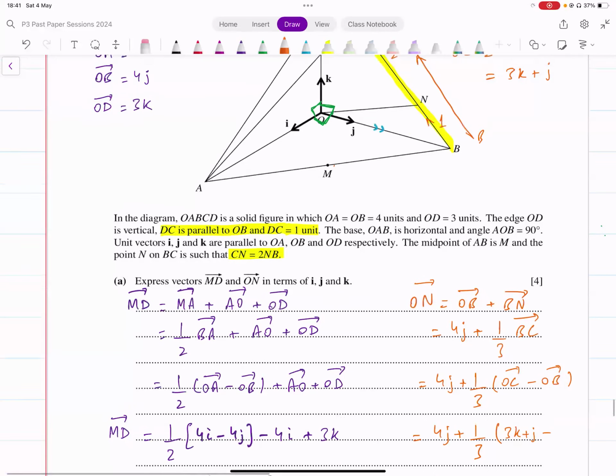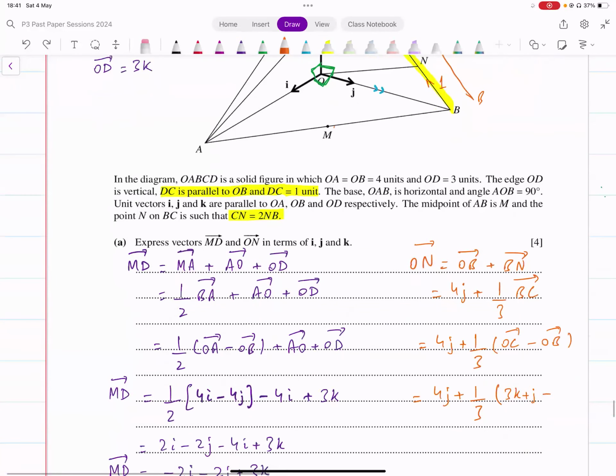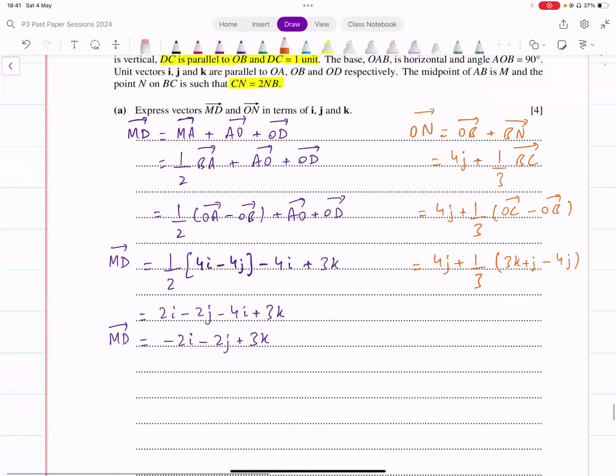minus OB. What's OB? OB is 4 times j. Subtract that here, and that's going to give you the vector ON. Let's simplify this. That gives us 4j plus 1 over 3 multiplied by 3k minus 3j. Simplify this, and that gives you 4j plus k minus j, and it's 3j plus k. That's the vector ON. That's what we were looking for here. All right. Make sense?